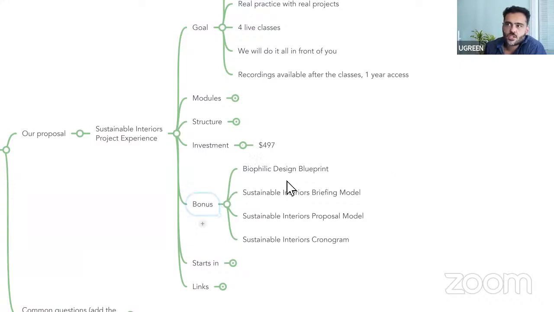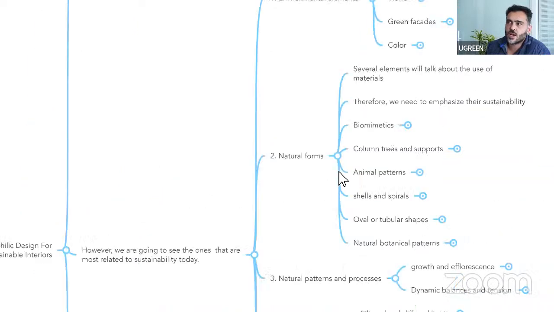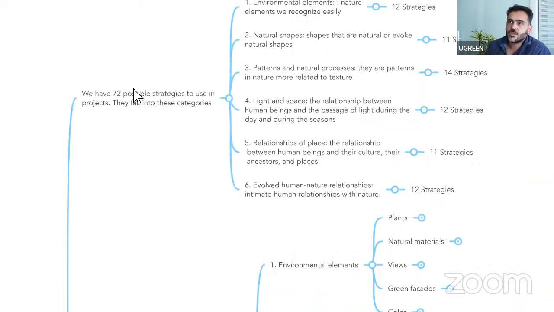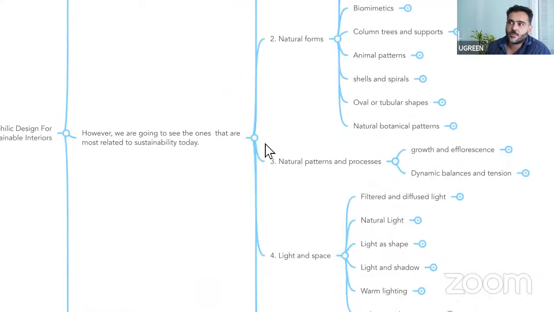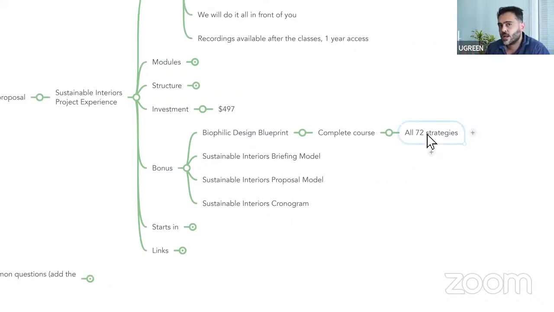So bonus is going to be our Biophilic Design Blueprint course. So this is our Biophilic Design. It's our complete course where we address all those things that we said before, right? So all those strategies that we were talking about, all the 72 possible strategies we are going to address in the Biophilic Design Blueprint course. You're going to have this for free, right? All 72 strategies and some more amazing things inside the course as well, all in detail, lots of processes.